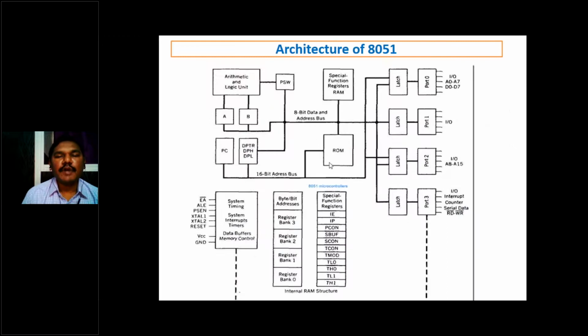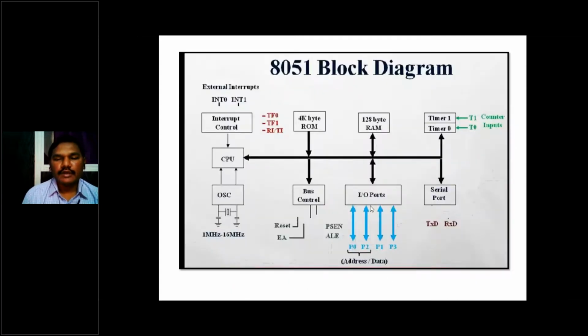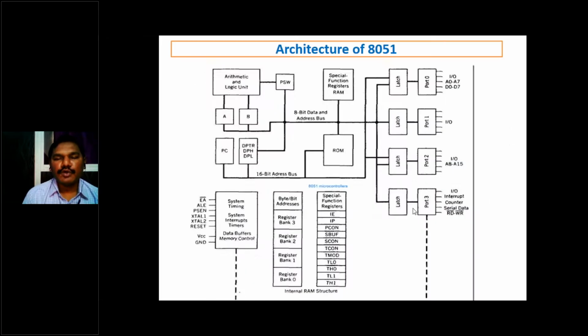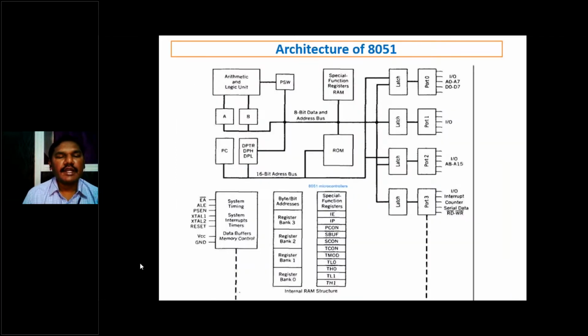Here you can see the ROM memory and RAM memory, and four I/O ports. And then interrupt controlling and the oscillator. These are called the crystal oscillator pins. XTAL1 and XTAL2 are called oscillator pins, and here we have the interrupt controlling pins. So this is the architecture of 8051.